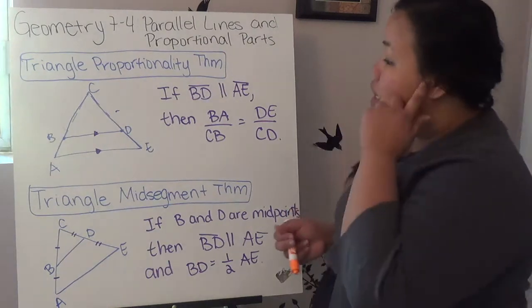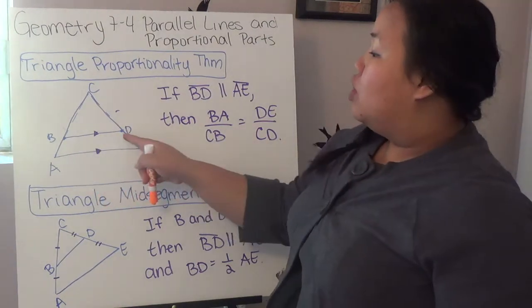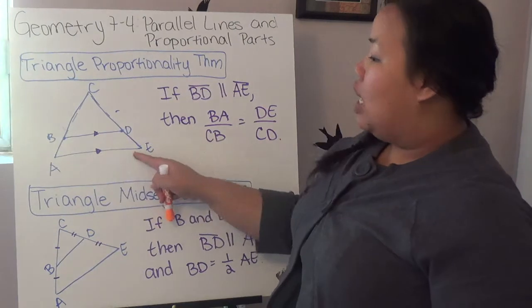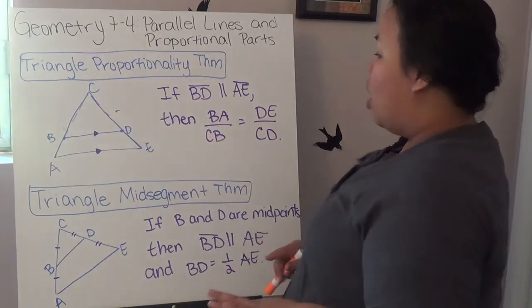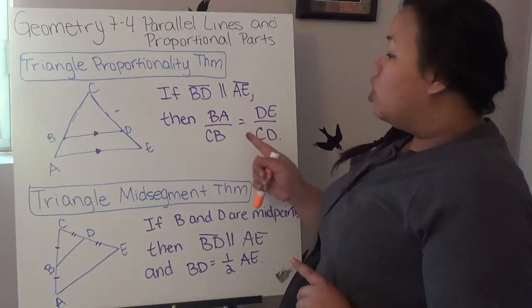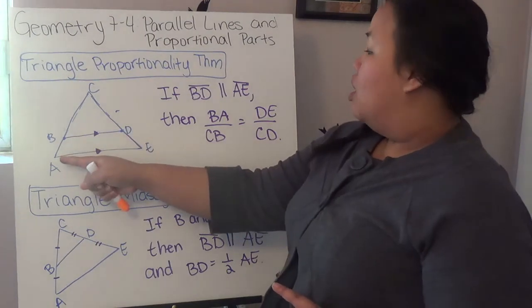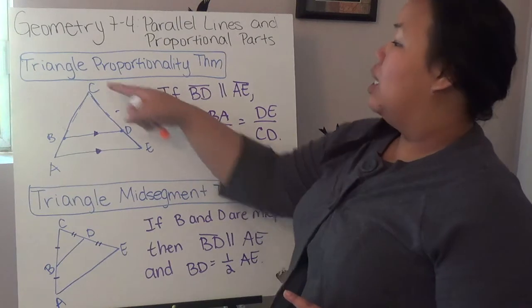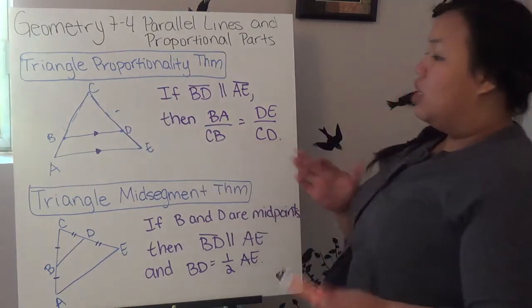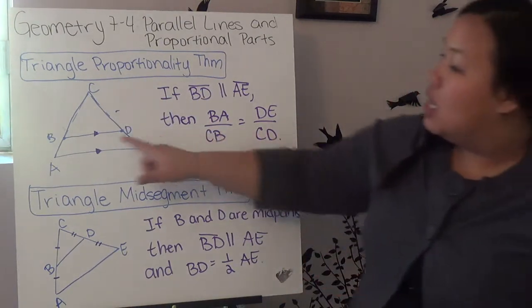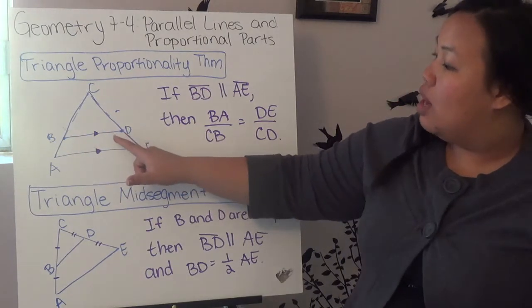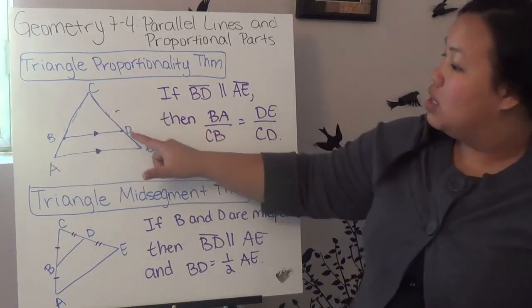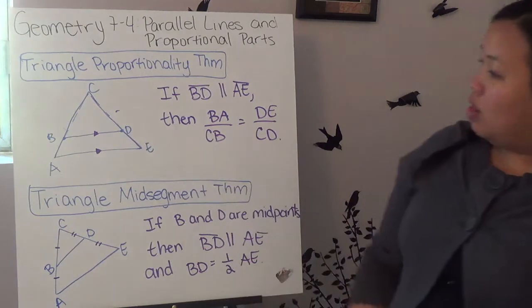So what that means is if I draw a line so that BD is parallel to AE, it could be here, it could be up here, it doesn't matter where, then the proportion of BA to CB is equal to the proportion of DE to CD. They're the same proportion, same fraction, because this starts in the same place as this. This starts on this line, the same place it starts here on this line, because they're parallel.